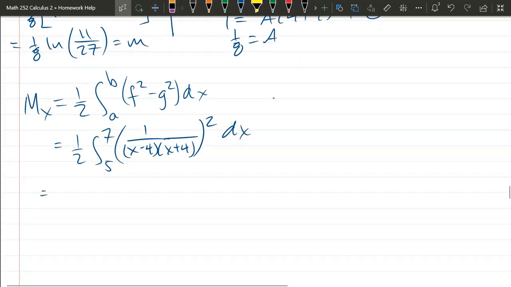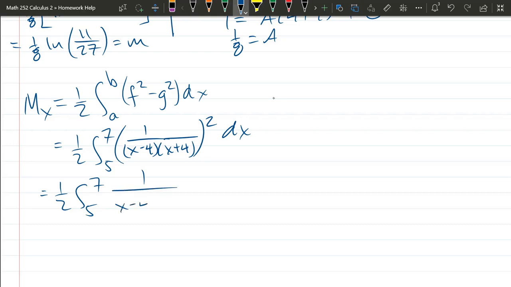All right. I'm going to square them. Square the 1 is 1. Easy. Square the other two factors.